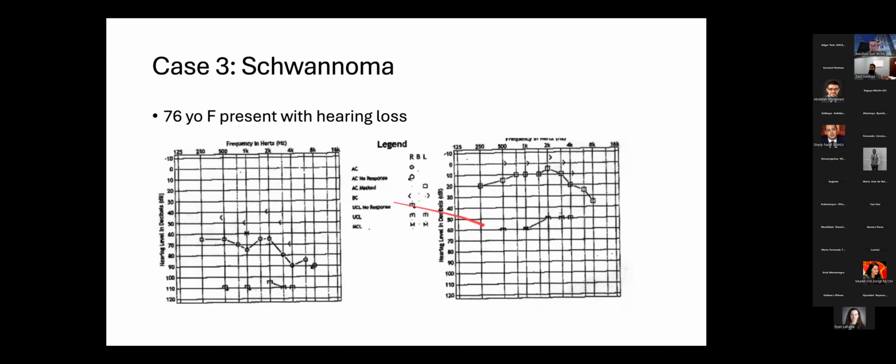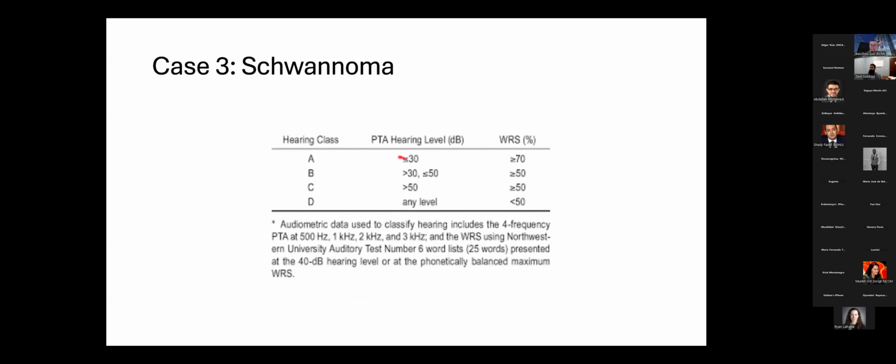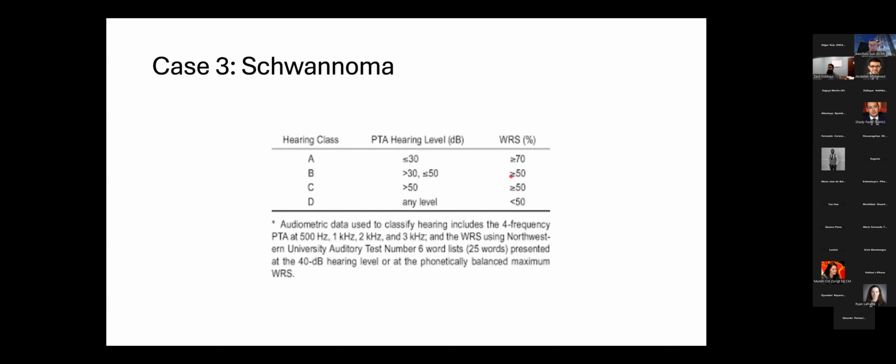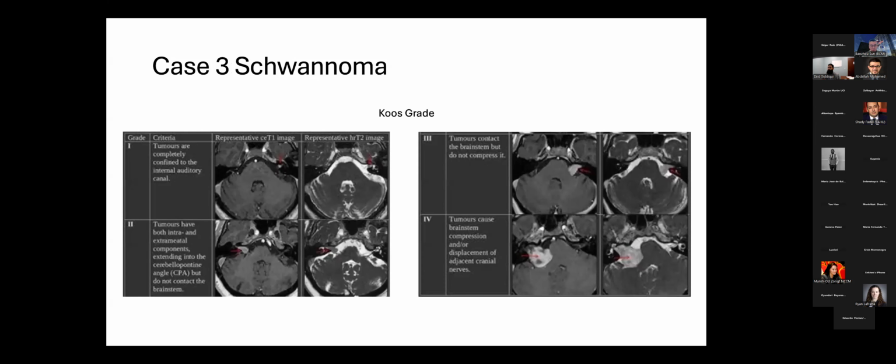And quickly, we usually grade hearing as serviceable if it's class A or B, meaning that their pure tone average across 500 hertz, 1,000 hertz, 2,000, and 3,000 hertz is less than 50 decibels, so they can hear quiet tones, or they can discriminate speech at least 50% at those frequencies. So we want to use both a pure tone test and a speech discrimination test ideally, and you have the 50-50 rule for patients who have hearing intact. Now, there's a grading for vestibular schwannomas, which can be helpful.